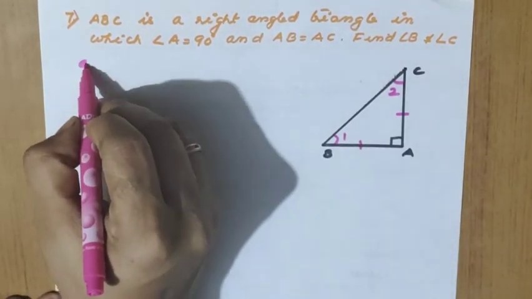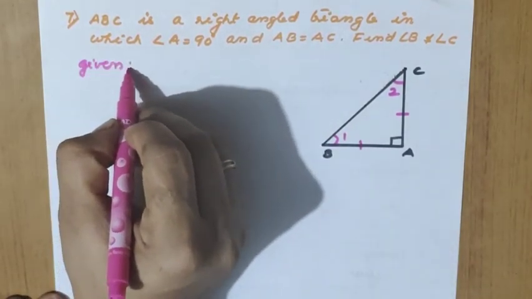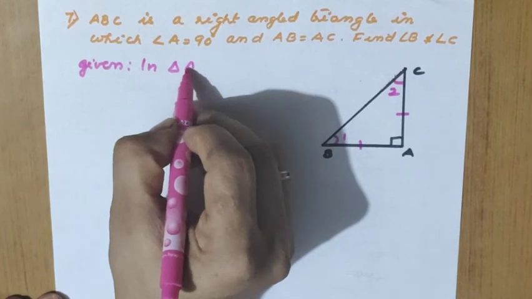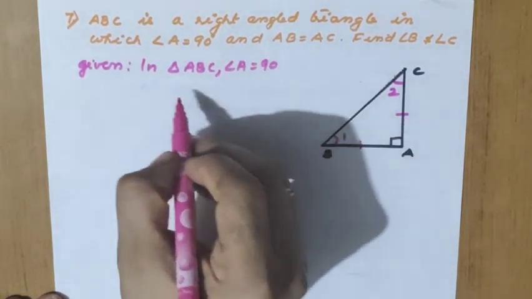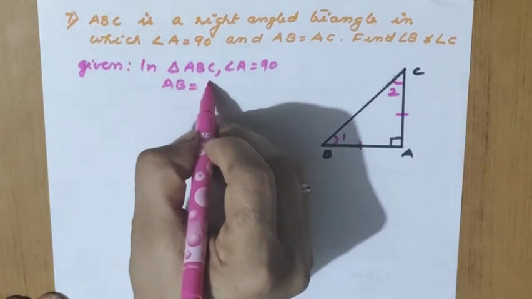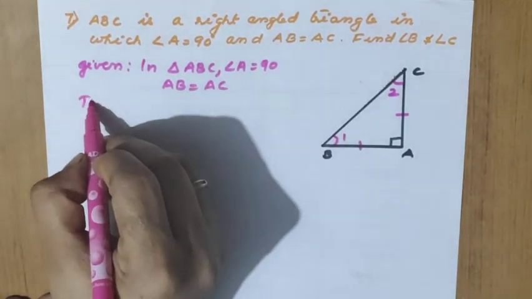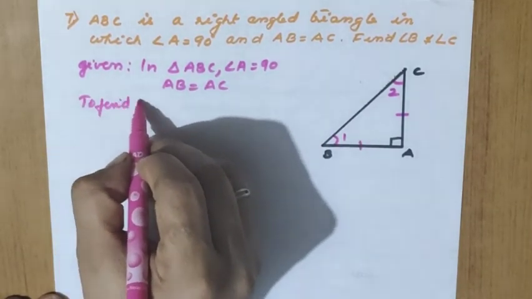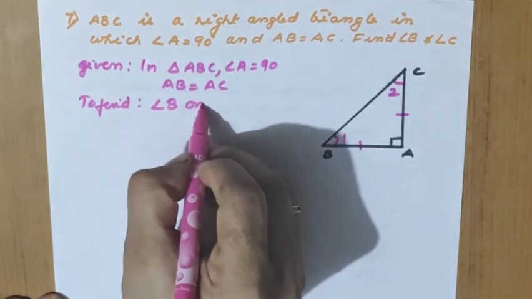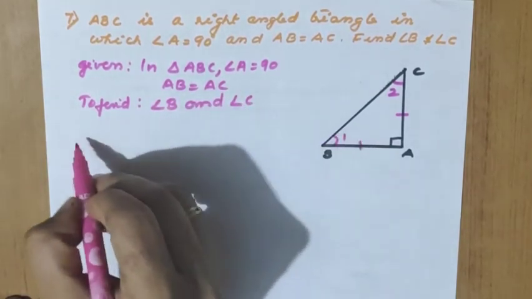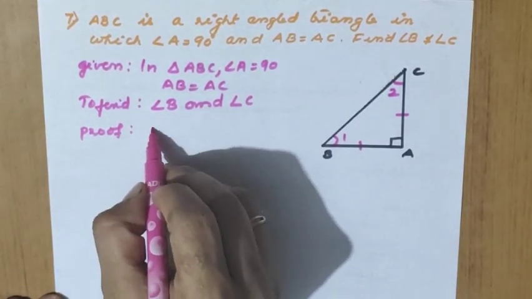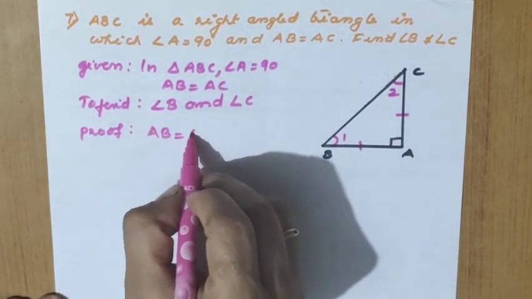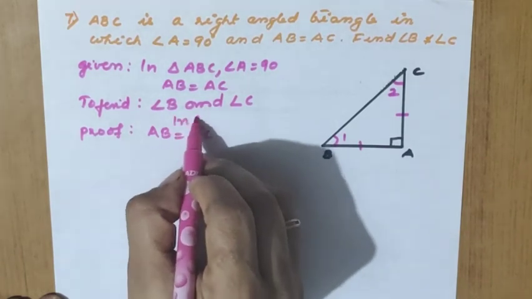Now what is given in the question? In triangle ABC, angle A 90, AB equal to AC. To find angle B and angle C. Proof. Okay. AB equal to AC. Where? In triangle ABC.